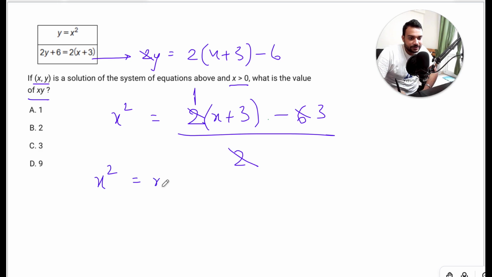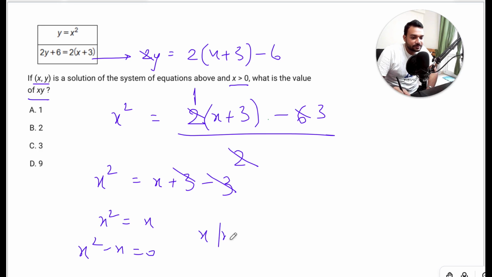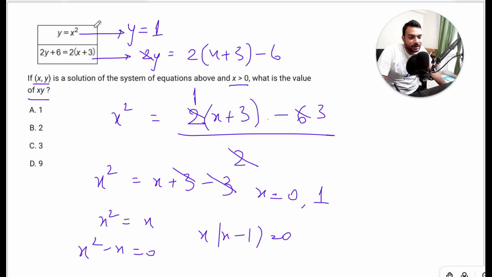So x square is equal to x plus 3 minus 3. That's what we get. So 3 minus 3 is cancelled. x square is equal to x. That means x square minus x is 0. x times x minus 1 is equal to 0. x is equal to 0, x is equal to 1. Since it's given greater than 0, x is equal to 1 is what we'll use. If x is equal to 1, y will also be equal to 1 from this given equation. So the product is going to be 1, A. That's the answer for this.